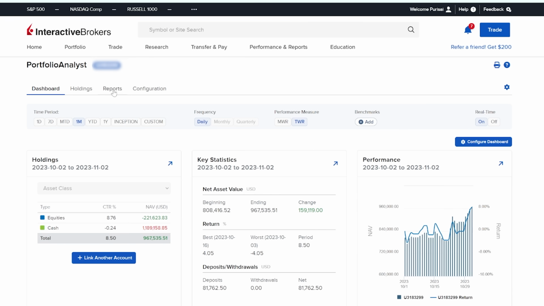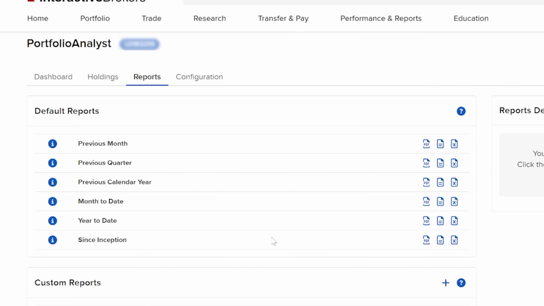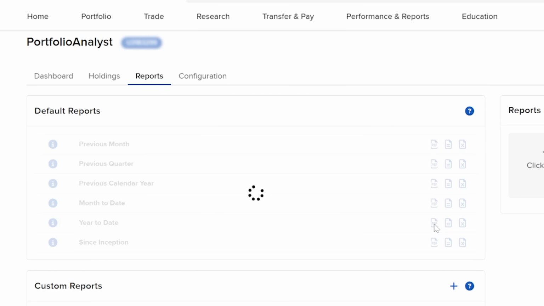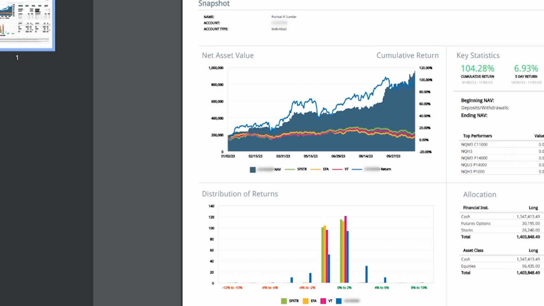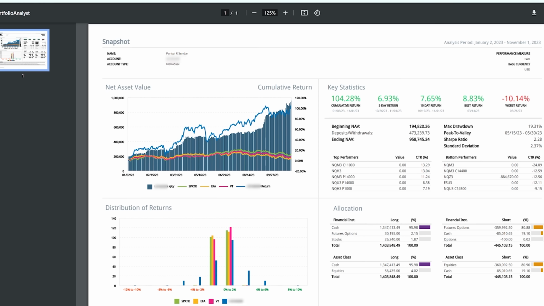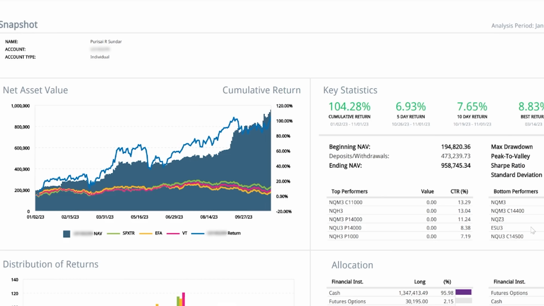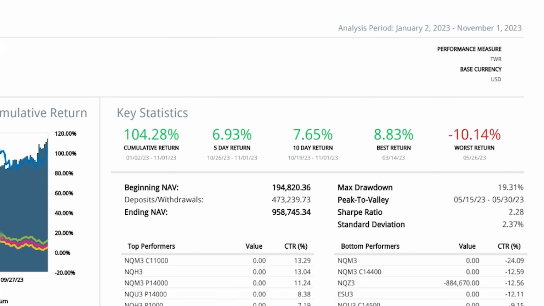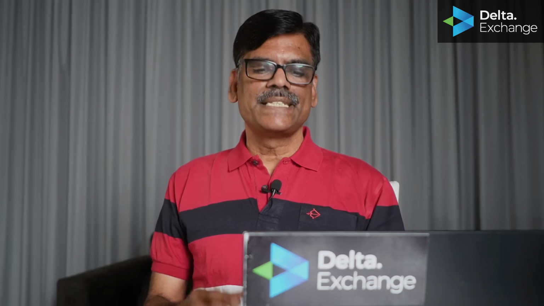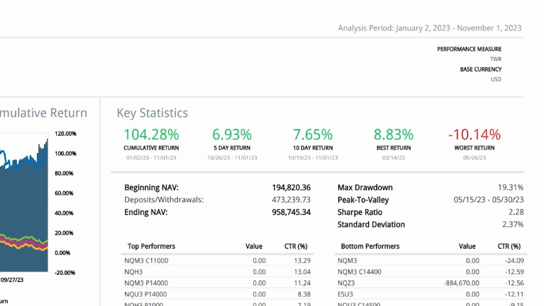To give you a better picture, I go to reports, and the year to date report I just download in PDF. It is downloaded, so I open it. You can see here, I'll zoom slightly. So this is my name, my account number, and then you can see the analysis period is January 2 to November 1. This report will come 1 day later. Today's MTM is not taken into consideration. So from January to November 1, that means it's almost October 31, so 10 months. In the 10 months, my return was 104%. That's excluding today's profit. If I add today's profit, it may be 105 or 106.